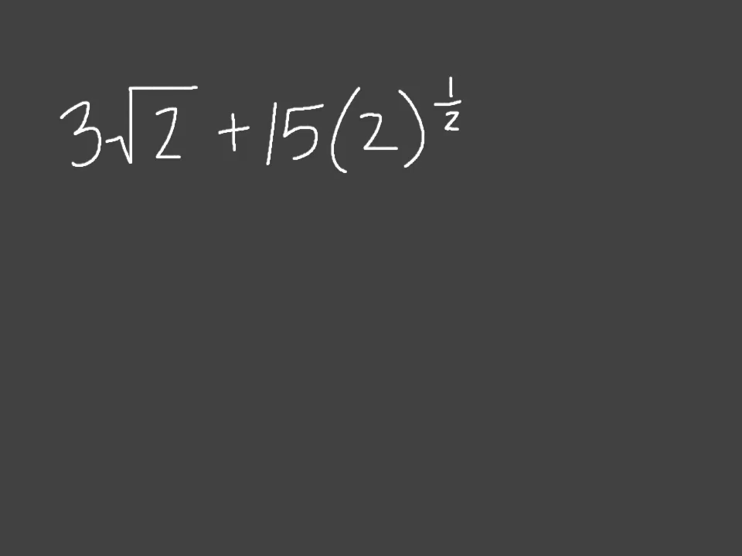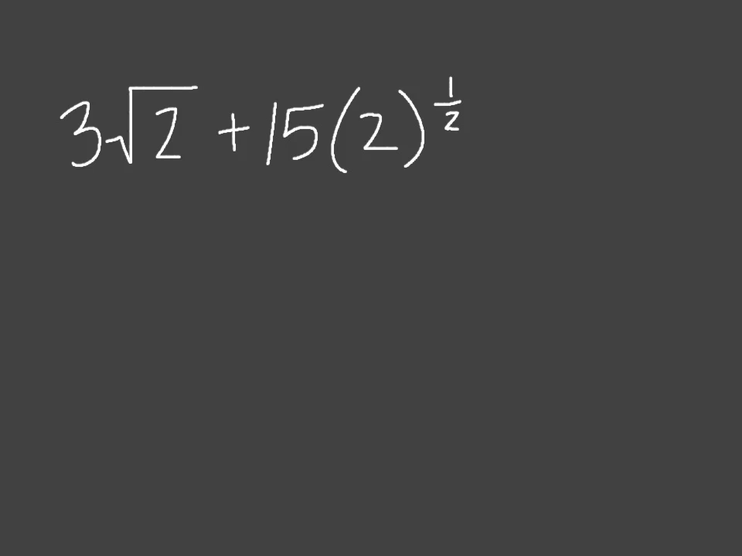Looking at this level 3 question for exponent properties, it says 3 square roots of 2 plus 15 times 2 to the 1/2 power. This problem is different than all of the other problems in the entire topic because it has a plus sign. Normally, we've been dealing with only multiplication and division signs, but here we have a plus sign. So I need to think about this like combining like terms.